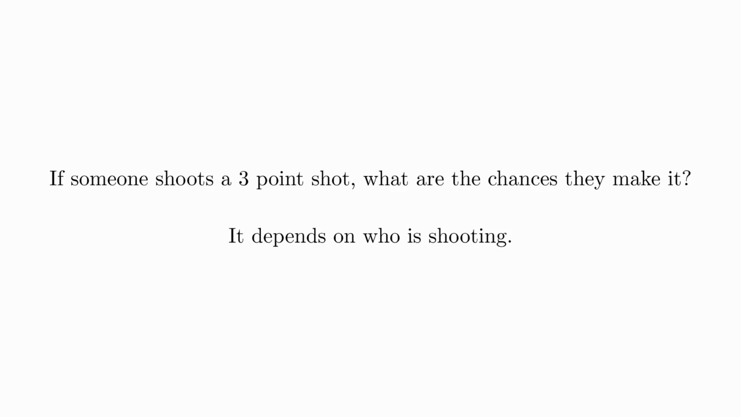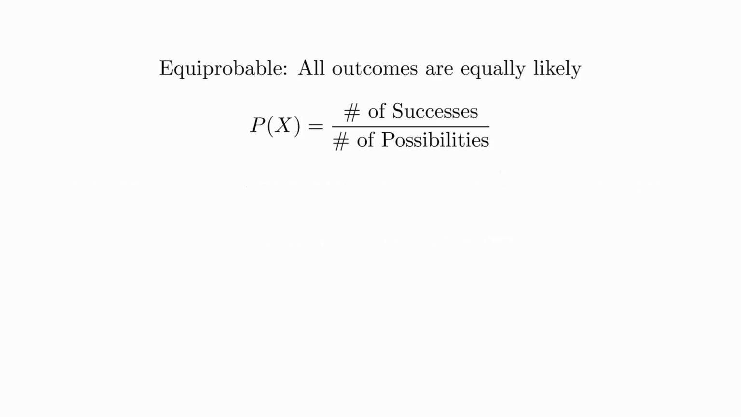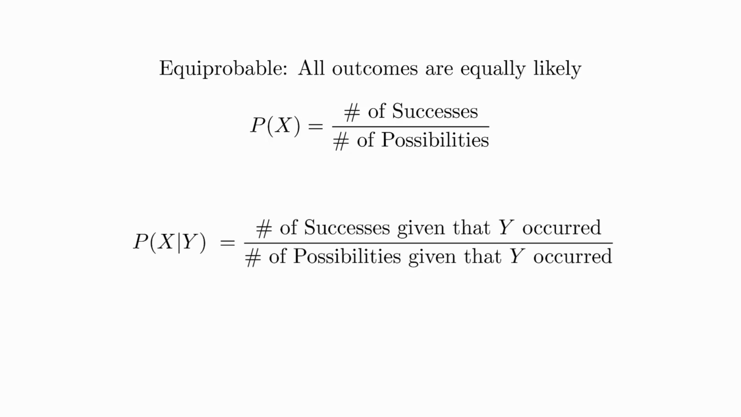Conditional probabilities work by limiting the sample space in some way, and then considering the probabilities of the restricted sample space. Recall that if all the events are equiprobable, then we can compute the probability of event X by taking the ratio of the number of successes to the number of possibilities. This is the formula for a conditional probability. The notation on the left is the probability that event X occurs given that event Y occurred. We can use the same principle for calculating the probability, but we only consider the cases where event Y occurred.